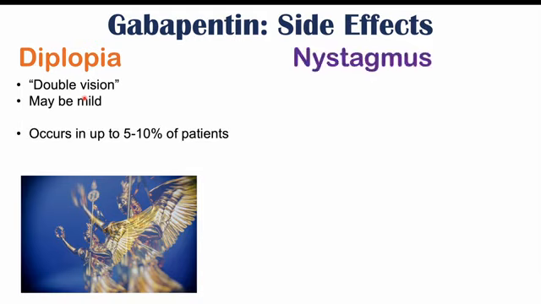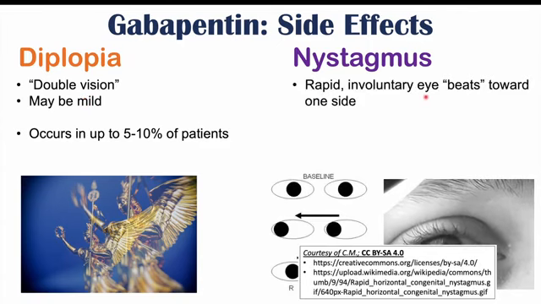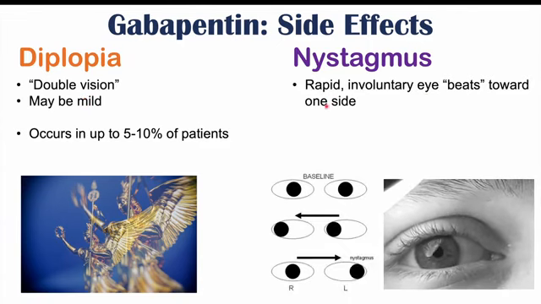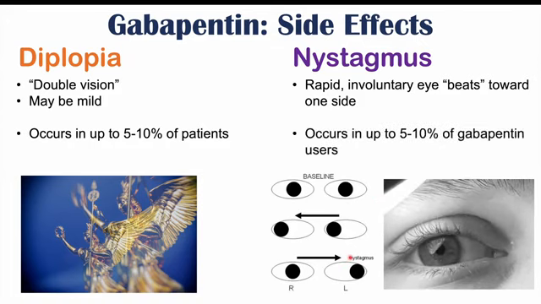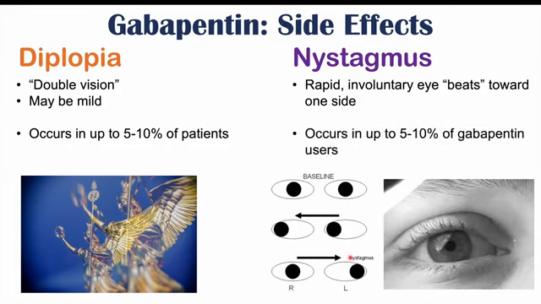Another eye finding we can see with gabapentin use is something we call nystagmus. Nystagmus is rapid involuntary eye beats toward one side. So if you were to get the patient to follow your finger with their eyes without moving their head, and you get them to go one direction, then the other direction, they may have these small jerking movements of the eye toward one direction or the other. This itself can occur in up to 5 to 10% of gabapentin users as well.